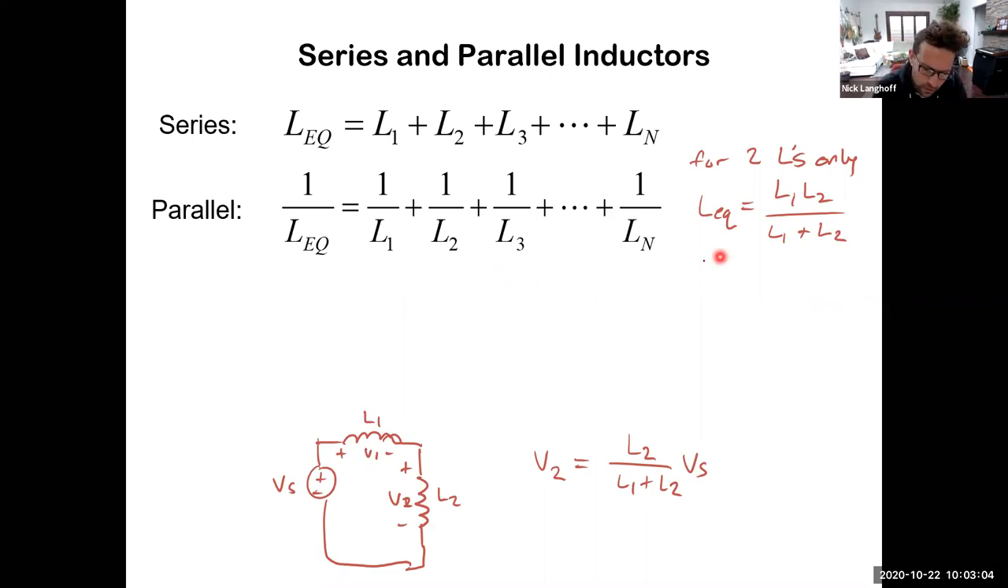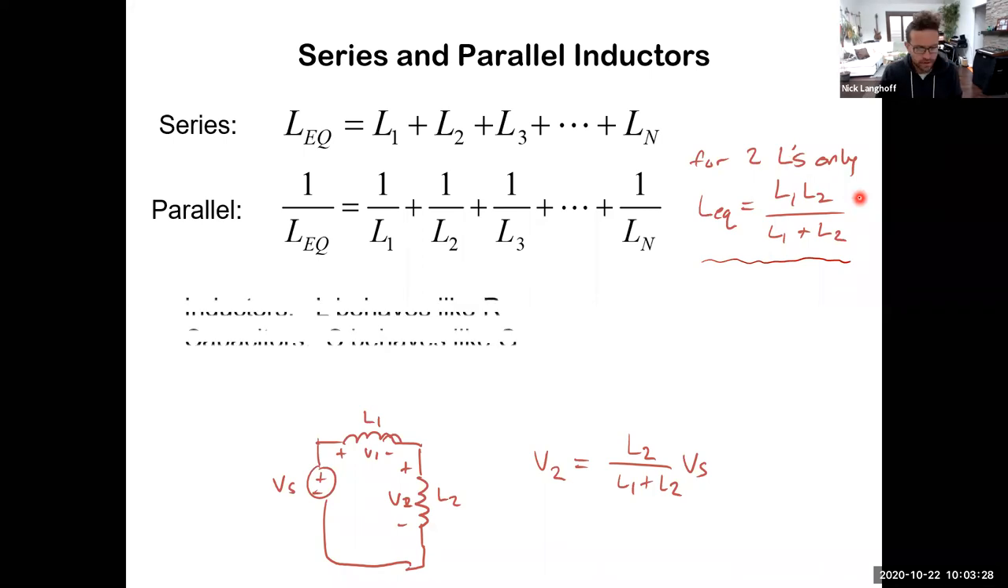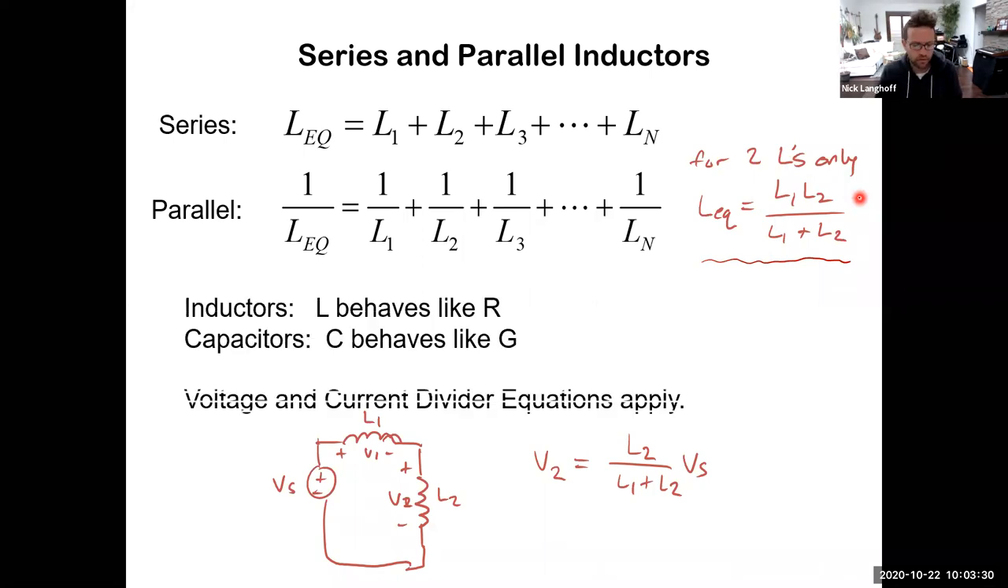The same way that we did for resistors, where you can find the parallel combination, I use this formula all the time, right? We just used it on the last problem. The product of the two resistors divided by the sum of the two resistors. Since inductors add just like resistors do, you can actually use that shortcut as well for inductances. Since inductors behave like resistors, you can actually use voltage and current divider equations the same way that you would with resistors.